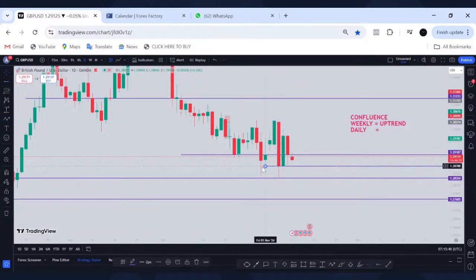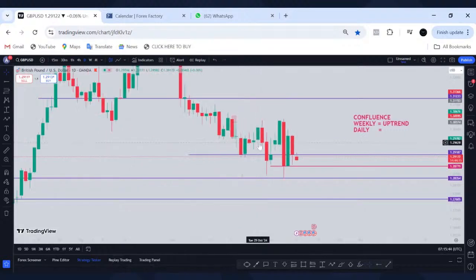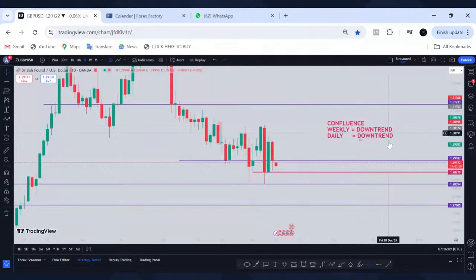So GBP USD is currently in a consolidation phase. It's ranging currently. You get it. The weekly is a downtrend. Daily is also a downtrend.